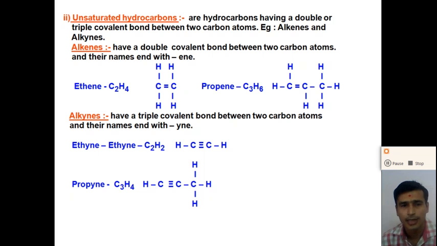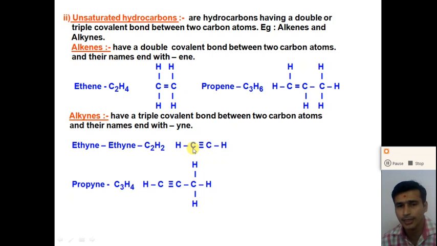Similarly, alkynes have a triple covalent bond between two carbon atoms, and their names end with "yne", right? For example, ethyne. The molecular formula of ethyne is C2H2. Two carbon atoms make a triple covalent bond between them, right?